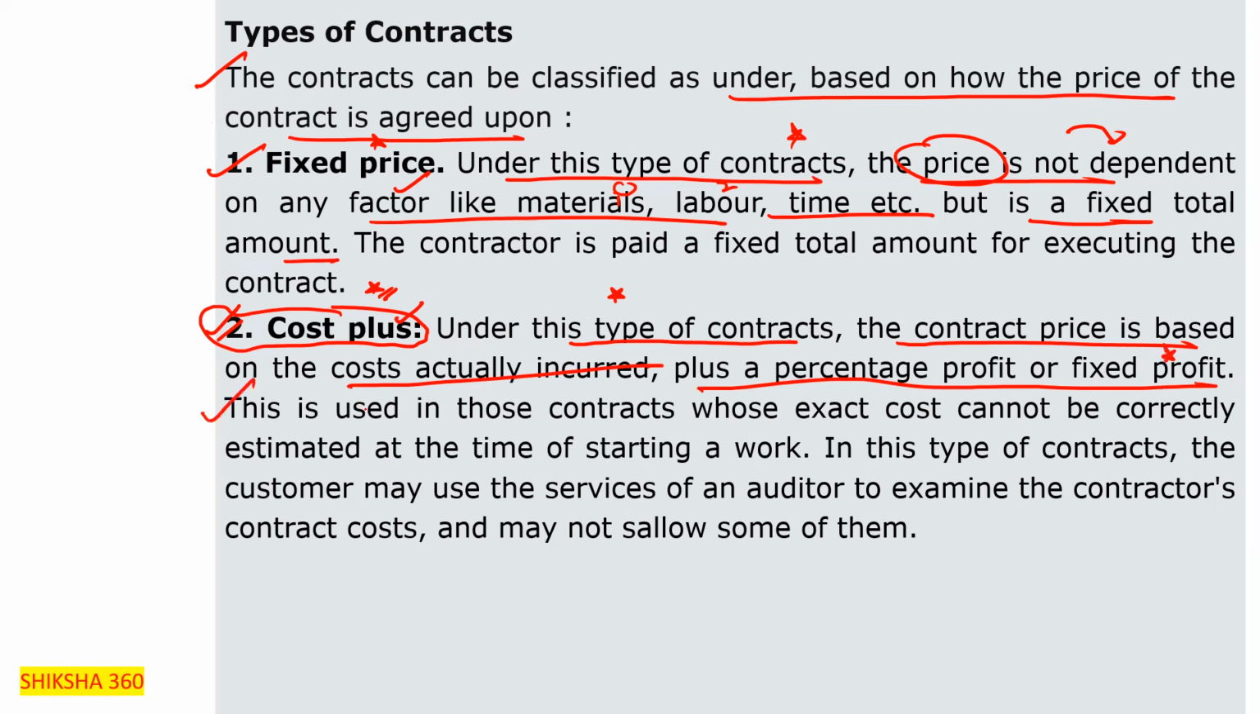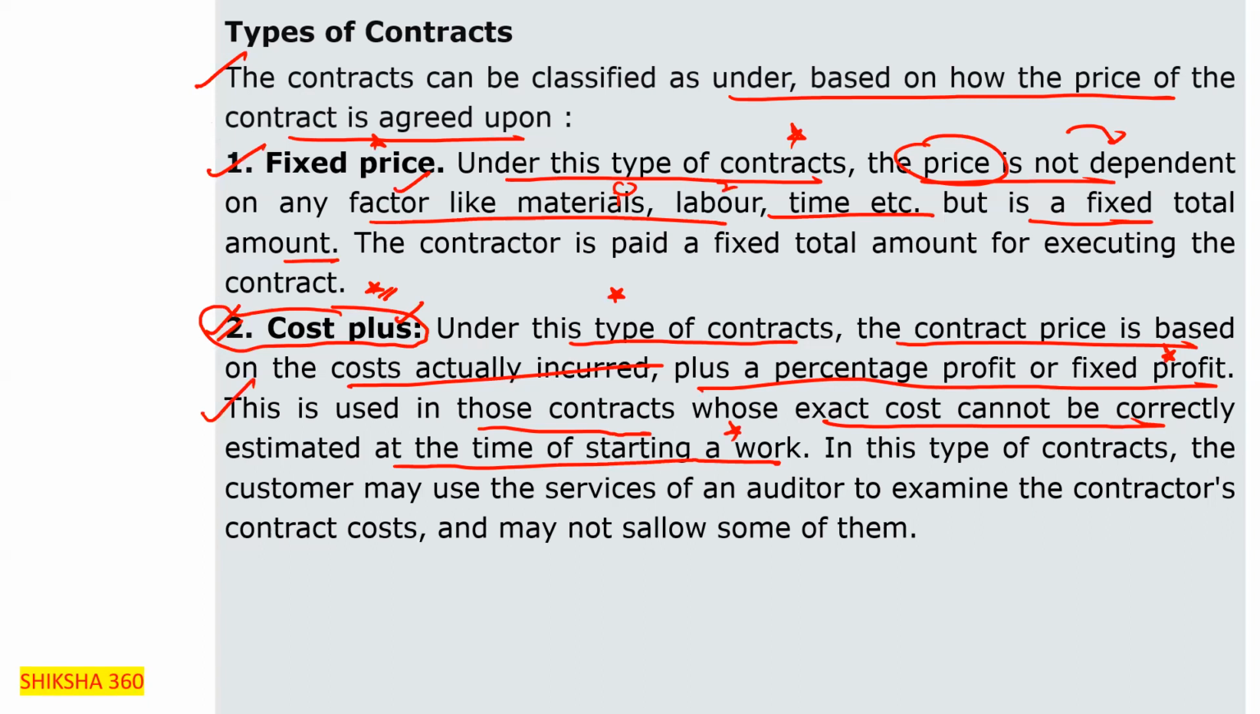This is used in those types of contracts whose exact cost cannot be correctly estimated at the time of starting the work. In this type of contract, the customer may use the services of an auditor to examine the contractor's contract cost, and may not.